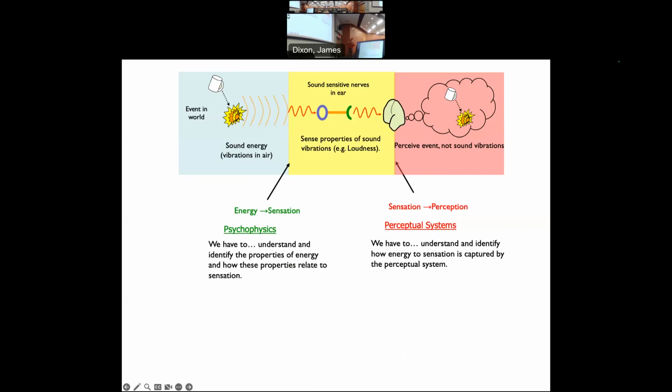The bigger and thornier issues are going to be here, where we go from sensation to perception. So how do you go from sensation into knowing about objects and events and people and the other stuff of your regular daily world, right? And so that transition, it's really, really difficult.